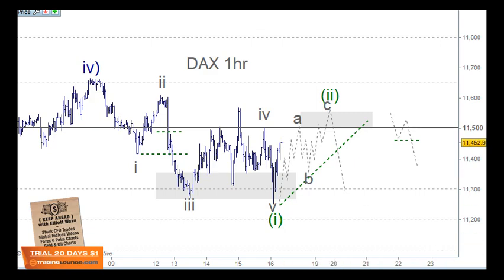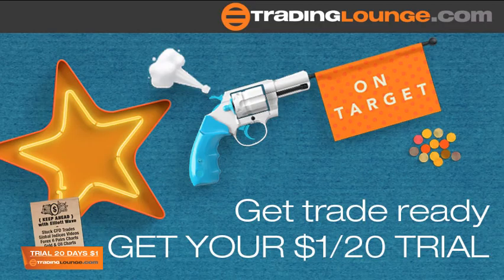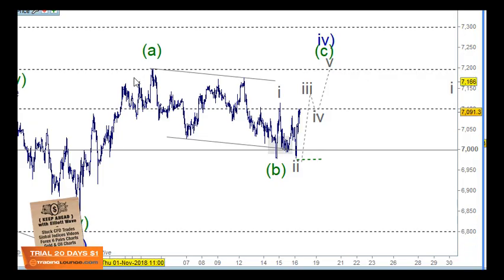So the FTSE is much the same as well. Well, I've got this a bit different actually. So this is the alternative option here, where we have this all up. It's an hourly chart. Wave A here, wave B here, and 1 and 2 and 3 and 4 and 5, taking us higher here.